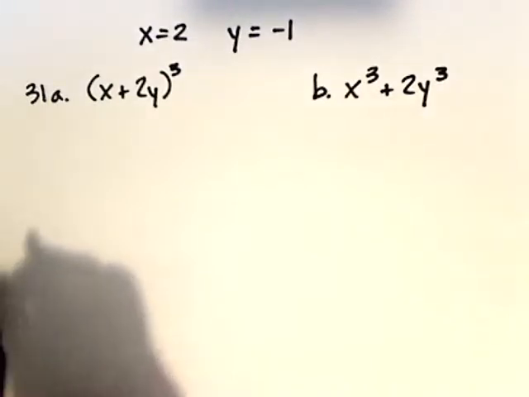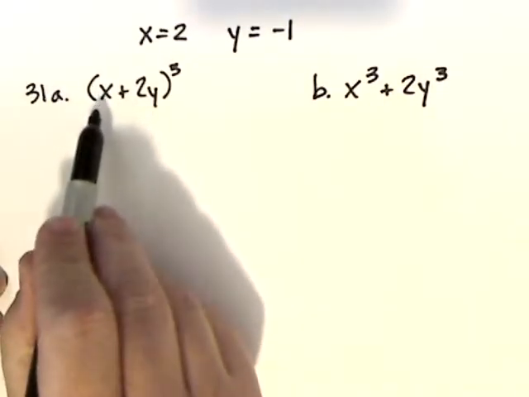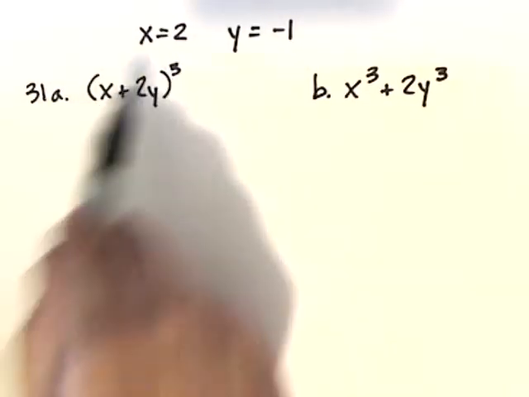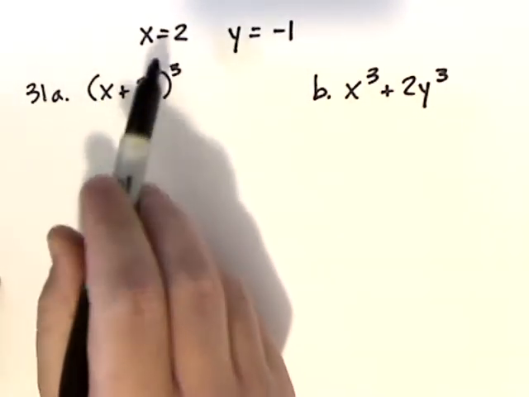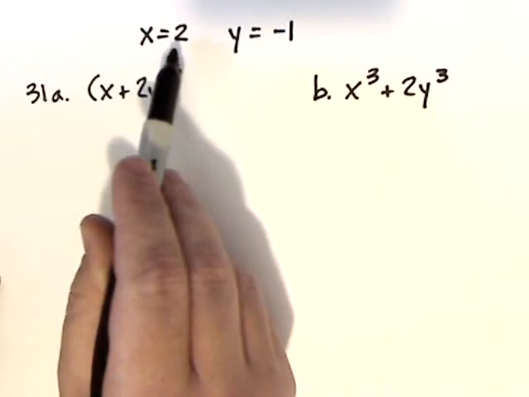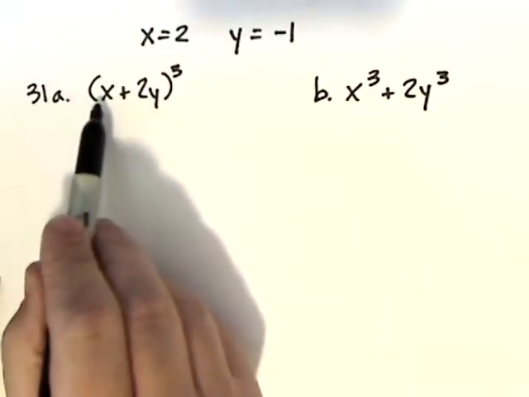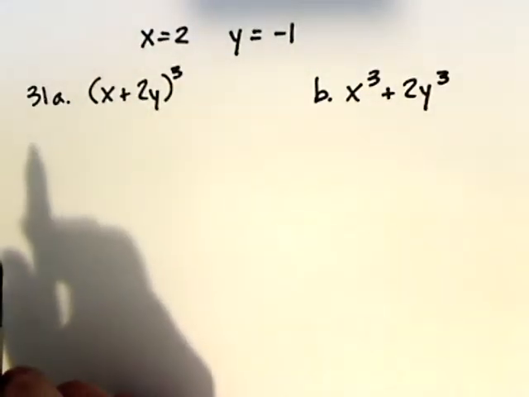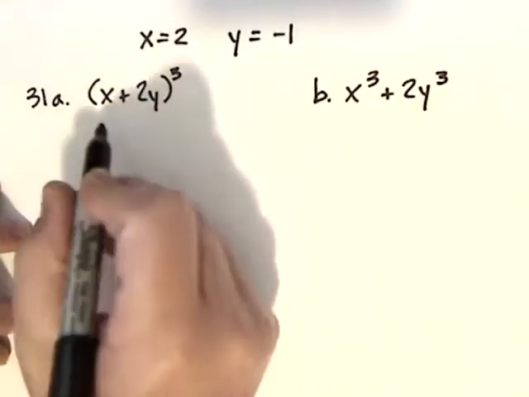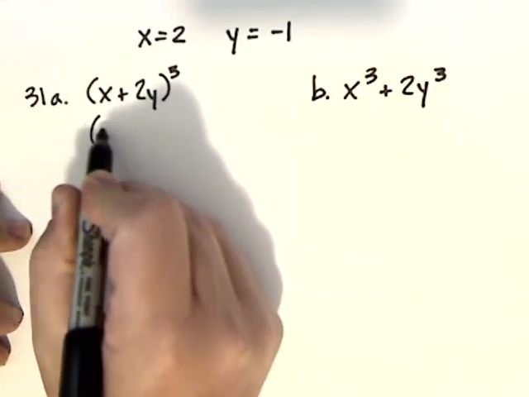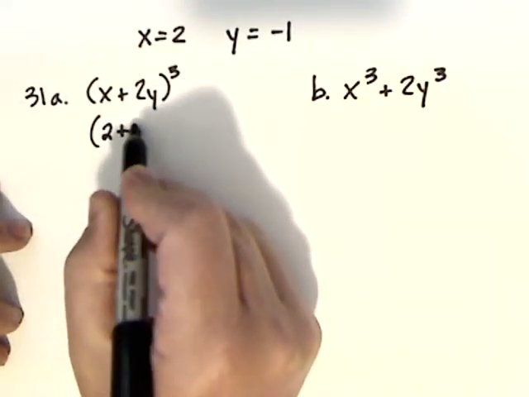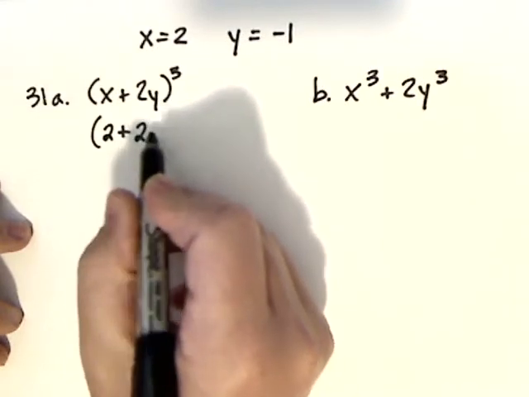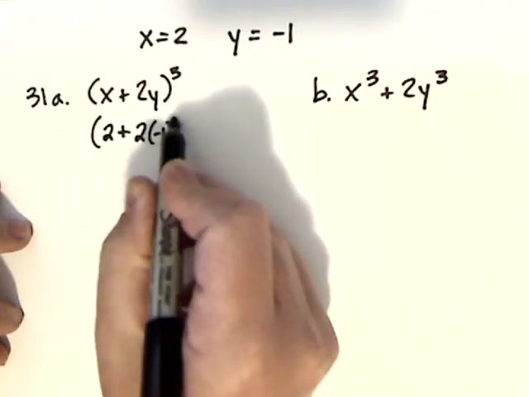Okay, let's start with part A. Now we have the quantity x plus 2y raised to the third power. So that means we need to take x and y and replace them with their values, 2 and -1, and then work out what's inside the parentheses, and then take that and raise it to the third power. So let's get started. First I'm going to replace this x with a 2. Drop down my plus sign. Now I have my 2 there. Now I'm taking that y and I'm turning it into -1.